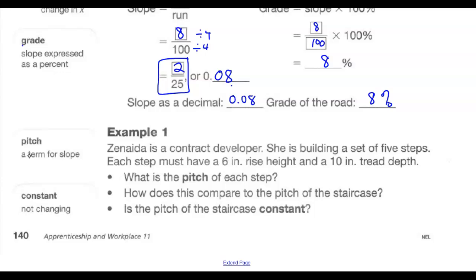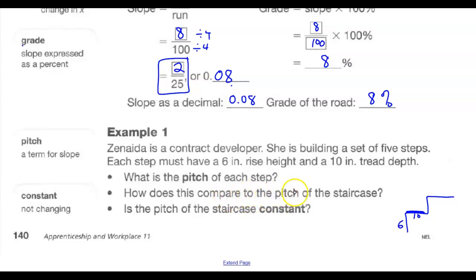So Zenaida is a contract developer. She's building a set of 5 steps. Each step must have a 6-inch rise height and a 10-inch tread depth. So we're doing the steps like this. 6-inch rise here, 10-inch tread. The tread's on the step. Okay. What is the pitch of each step? Which means the slope, but in building it's sometimes called the pitch.